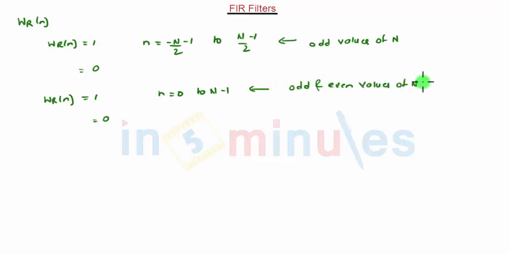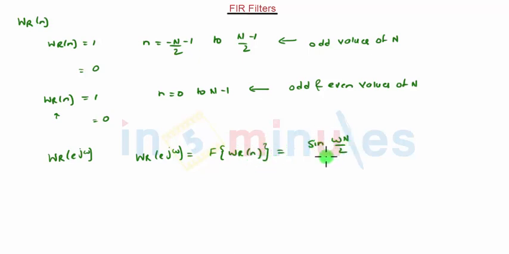So now the frequency response, or we can say the frequency spectrum of the rectangular window WR of e raised to j omega, is obtained by taking the Fourier transform of the rectangular window sequence WR of n. So we obtain the final term, that is WR of e raised to j omega, equal to the Fourier transform of WR of n, which is equal to sine of omega N by 2 upon sine of omega by 2. Now you can prove this equation.